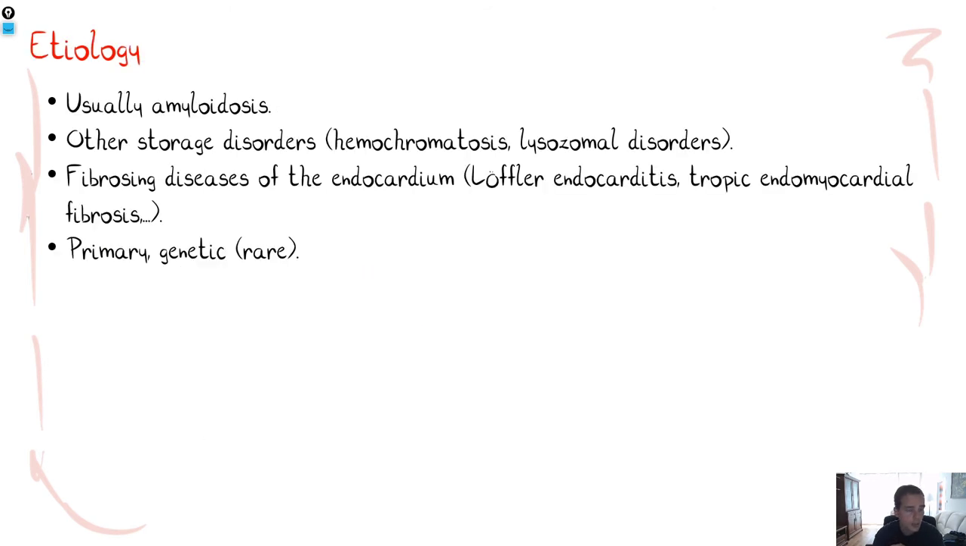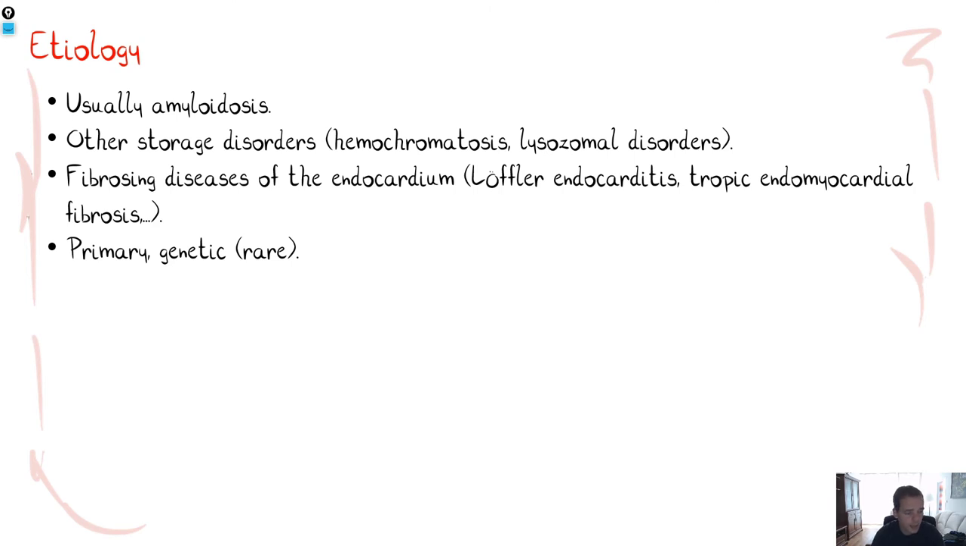The etiology, usually it's acquired disease, and usually it's amyloidosis or some other storage disorder. It can be hemochromatosis, it can be some lysosomal storage disorder, but usually it's amyloidosis. So basically there is some material that stores in the myocardium, and because of that the myocardium is firm and cannot dilate. That's why in this case, the biopsy is quite commonly performed because we can see the amyloid in histology. So in case of restrictive cardiomyopathy, the biopsy can help because you can see the storing of the material.